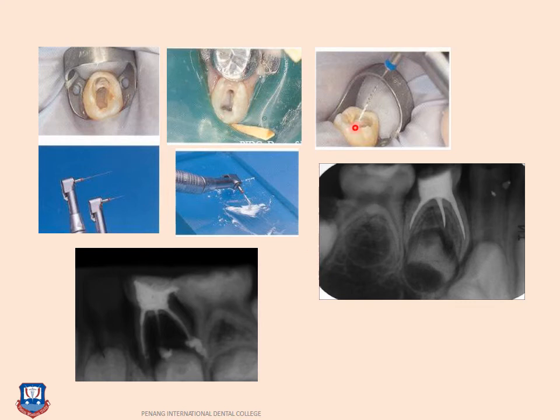So, here the obturation, as you can see, zinc oxide eugenol has been used, and it is placed in the root canals. In this radiograph, you can see some amount of radio opacity in the apical region. This shows that there is extrusion of the obturating material out of the apex. This is the post-operative radiograph after obturation.